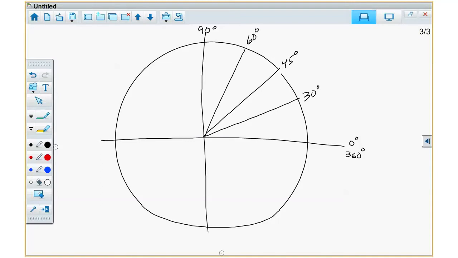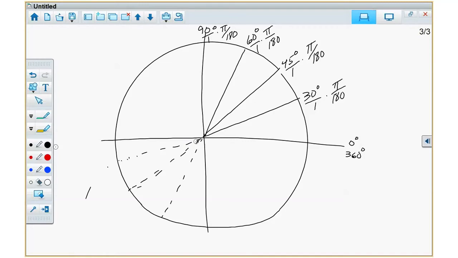And then to figure out what that is, take this over 1, multiply by pi over 180, over 1, multiply by pi over 180, and then you'll get your radians. And then you just extend those out and start calculating, subtracting, or adding to 180 and 270, however you want to do it, and you'll get the rest of the unit circle.